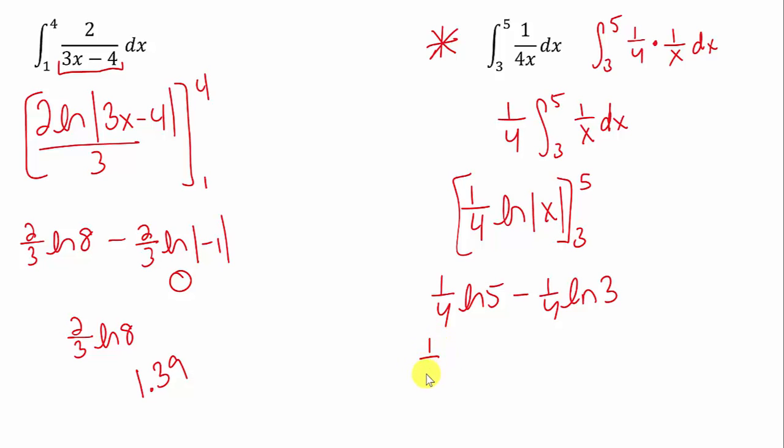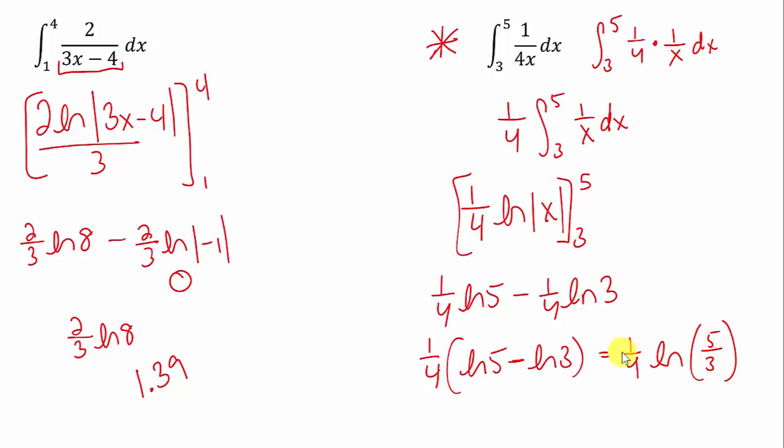I can take out a 1/4 and I have natural log of 5 minus natural log of 3. And I know that with logarithms, when I'm subtracting these numbers, it can be combined into a single log where I do 5 over 3. So this is the same as 1/4 times the natural log of 5 divided by 3. Now I could do other things with this, but usually we'll leave it like this.